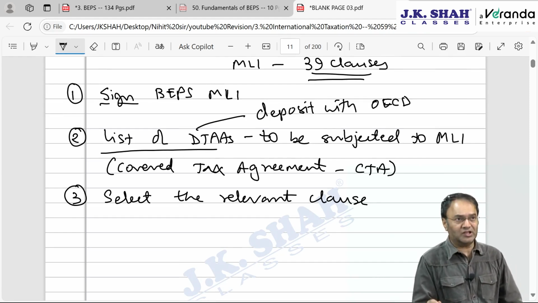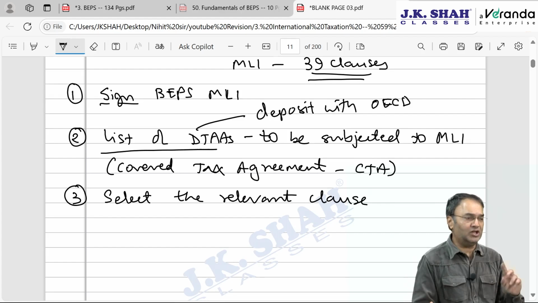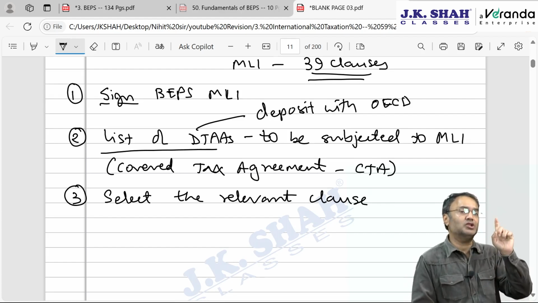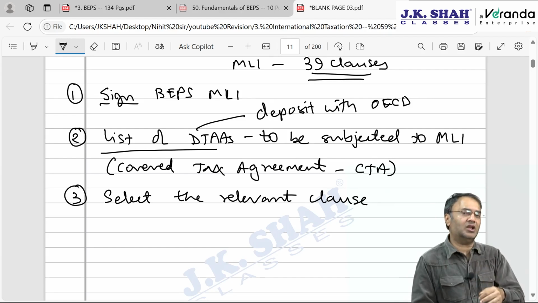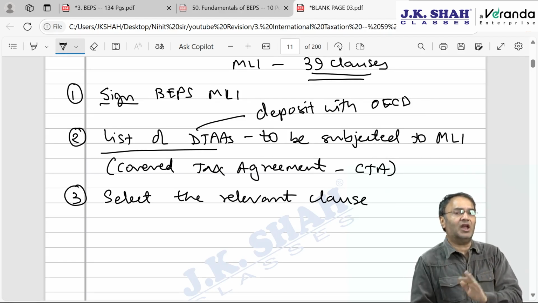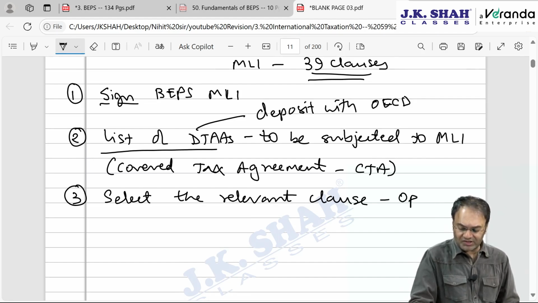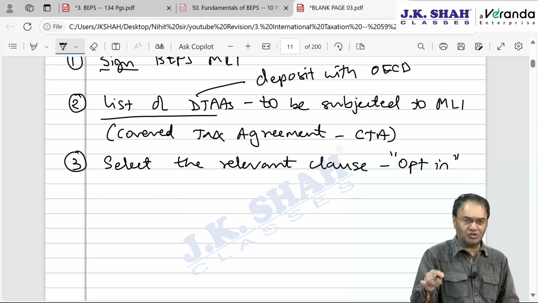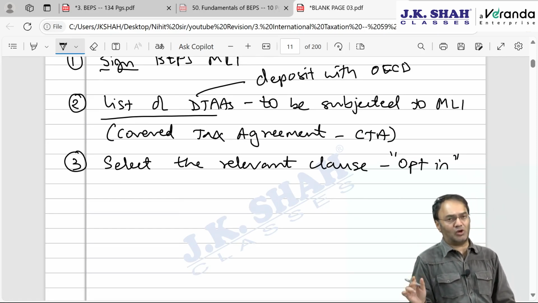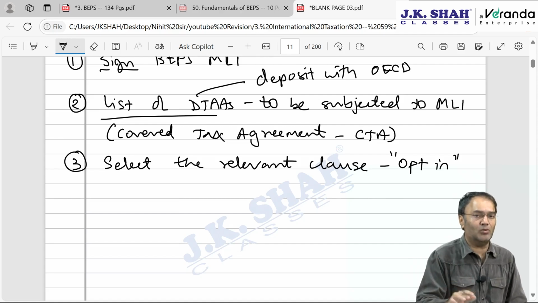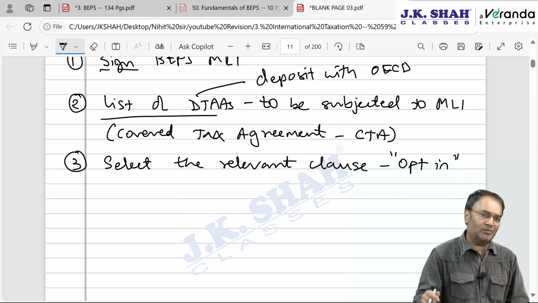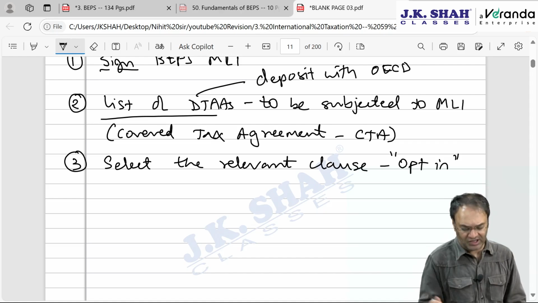Okay, now India can select different clauses for different agreements. With India-Mauritius, India selected clause number 1, 3 and 5. With another country, India selected 1, 7 and 9. This is called opting in. This is called exercising the opt-in feature. India has opted in for a particular clause. Out of 39 clauses, India has opted in for the particular clause of BEPS MLI for the Indo-Mauritius DTAA. For another DTAA, India will have to again make a choice, again select.